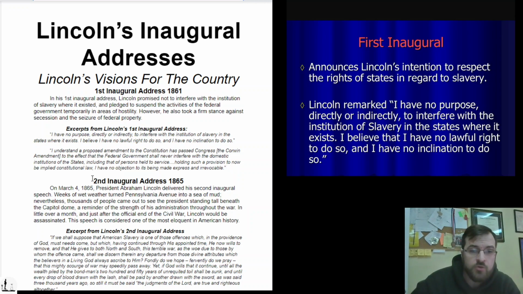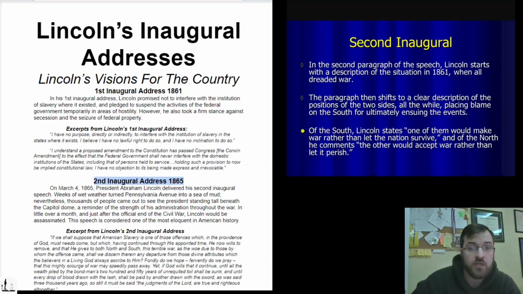His second inaugural address is quite different, however. His second inaugural address happens on March 4th, 1865, towards the end of the American Civil War. President Lincoln delivered his inaugural speech that week. Weeks of wet weather turned Pennsylvania Avenue into a sea of mud. So you can imagine the White House on Pennsylvania Avenue, and there's just long stretches of mud for the streets because they didn't have paved streets back then.